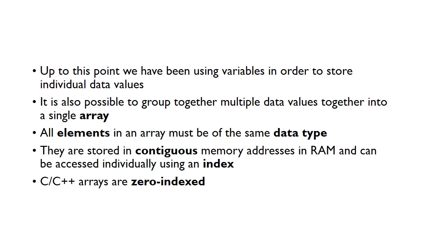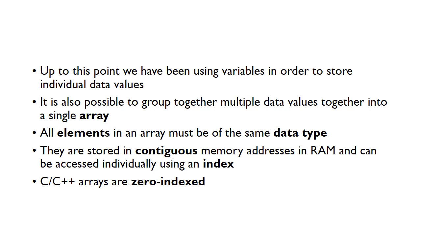Up to this point, we've just been using single variables in order to store individual data values. It's also possible to group together multiple data values into a single array. Each element in the array must be the same data type, so therefore you can have an integer array, a float array, a char array, for example. And the elements in the array are stored in a contiguous memory address in RAM and can be accessed individually using the relevant index number.